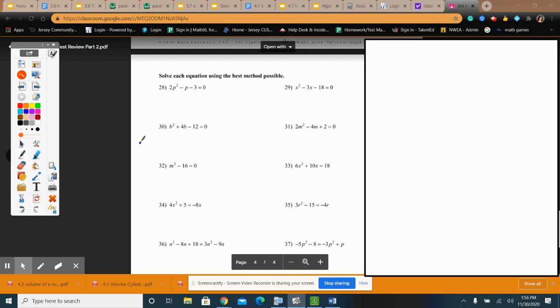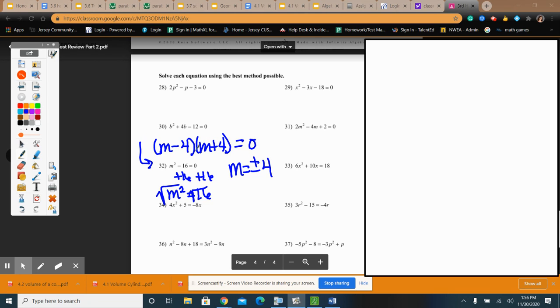Okay, 32. I can get m by itself, right? You can just add 16 to both sides. Get m squared equals 16. Square root both sides. Don't forget your plus or minus. m is plus or minus 4. Other things you could have done, you could have factored. If you saw that was a difference of two squares, you could have said, well, that's m minus 4 and m plus 4 equals 0. One of those would have to be 0, so it would be 4 and -4.